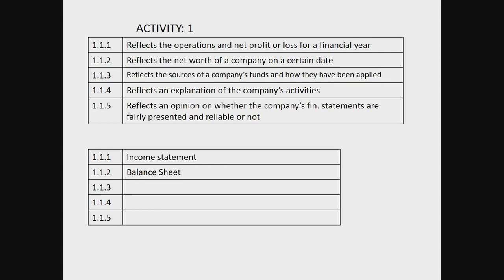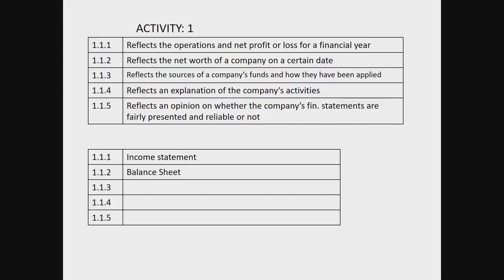Okay. In 1.1.3, it says, which of the above reflects the sources of the company's funds? In other words, where did the company get their money from, and how has that money been applied? So it's more like a source and an application: the source of the funds and what the money was used for. I think we've got that item now for the first time in grade 12. So that will be the item that's new, or the new financial statement that you'll be getting.